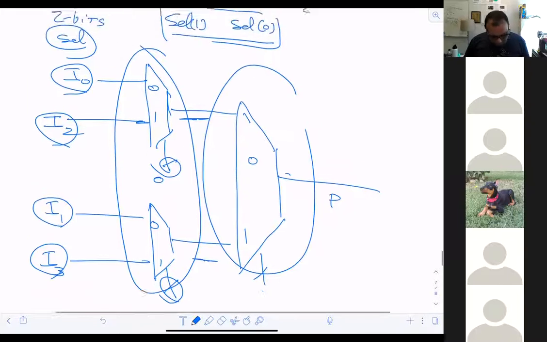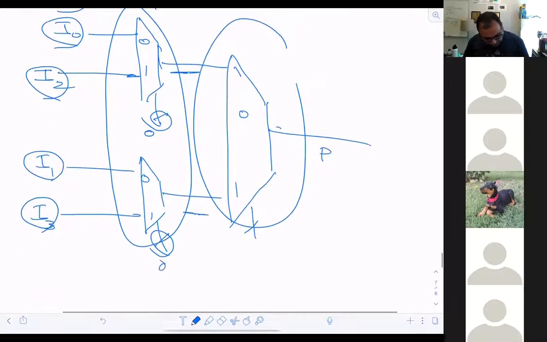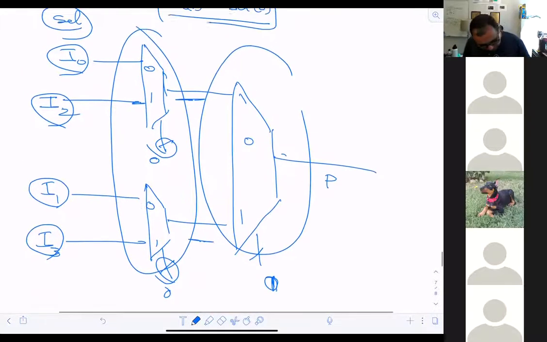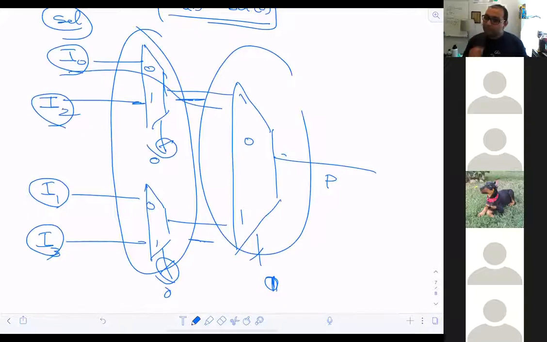Okay. So in that case, if I put here 0, 0, and I put here 1, and 0 here, what will the output be? Let's track it, right? So if it's 0, they're going to be going here up, right?